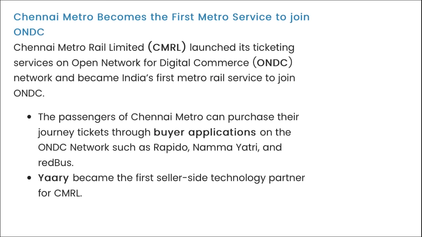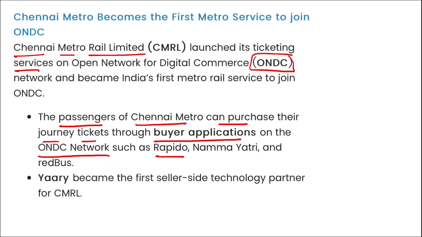Next, here you can see Chennai Metro Rail Limited launched their first ticketing services on ONDC platform. Here you can see the passengers of the Chennai Metro can purchase their journey tickets through buyer applications on the ONDC network, such as Rapido, Namma Yatri, and Redbus. And Yatri became the first seller-side technology partner from CMRL.